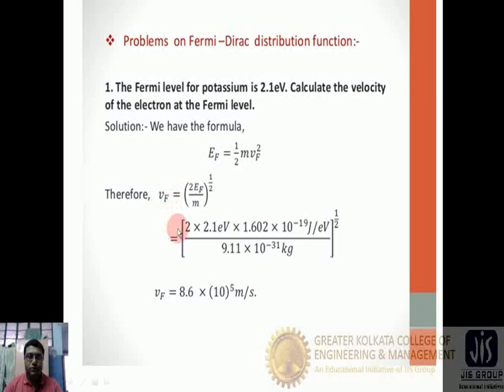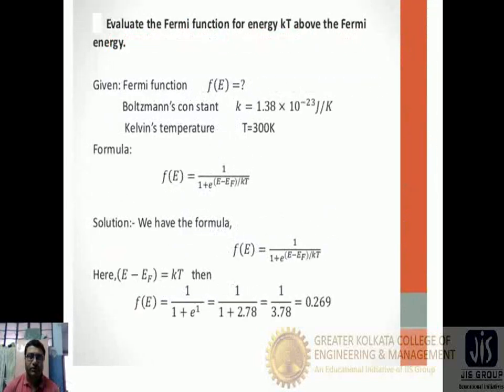We'll just simplify it. Here we just put in the values. The value of the Fermi level is given, it is 2.1 eV. We'll just put it in, along with the mass, and we just calculate this and we get the value of the velocity. So it is one kind of problem. We'll discuss another type of problem.